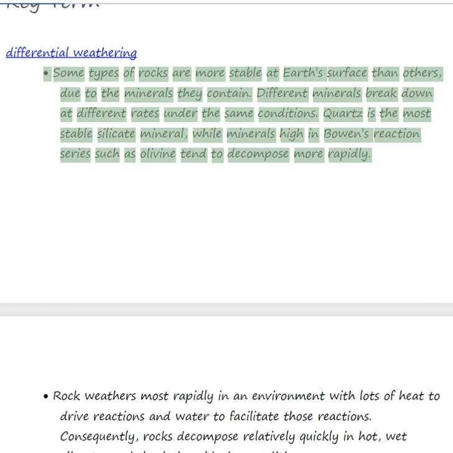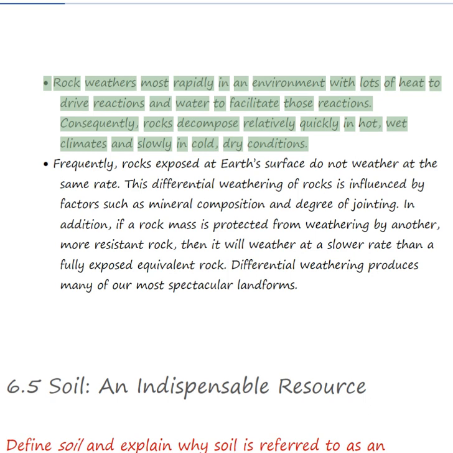Quartz is the most stable silicate mineral, while minerals high in Bowen's reaction series such as olivine tend to decompose more rapidly. Rock weathers most rapidly in an environment with lots of heat to drive reactions and water to facilitate those reactions. Consequently, rocks decompose relatively quickly in hot, wet climates and slowly in cold, dry conditions.